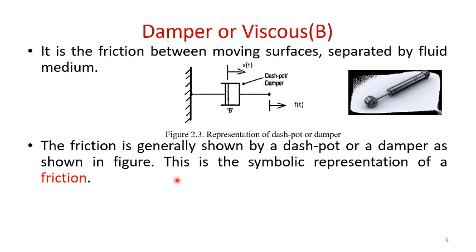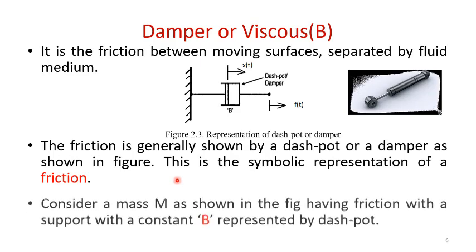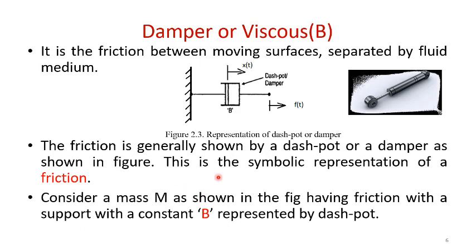In the case of solid friction also, we show it symbolically as a friction element itself. Okay. Now consider a mass as shown in the figure, having friction with a support, with a constant represented by B. Some books use the letter B and some books represent it as C, where C refers to Coulomb's friction.